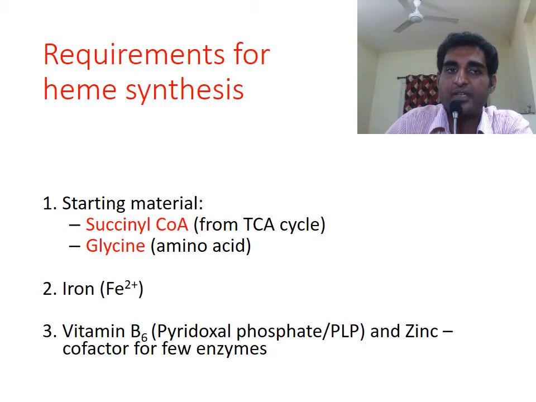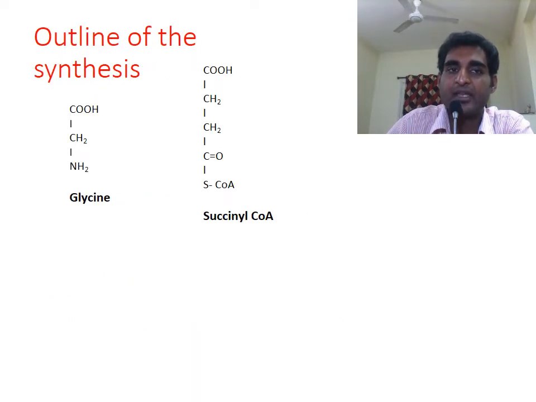Succinyl-CoA is an intermediate in the TCA cycle and glycine is an amino acid. Heme synthesis also requires additional elements such as iron, zinc and vitamin B6. Let's look at an outline of heme synthesis before we begin.